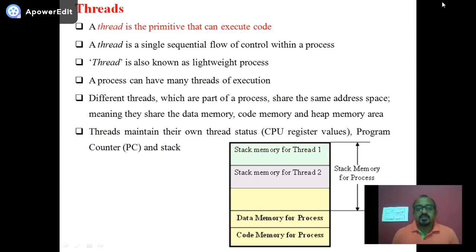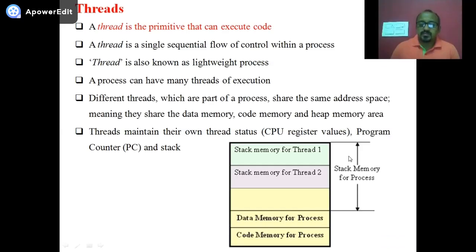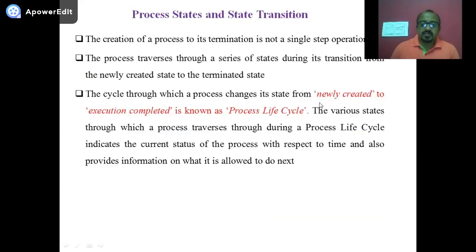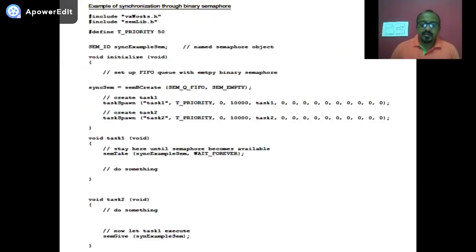A thread is nothing but a small chunk of the code. The thread is a primitive that can execute code. A thread is also known as a lightweight process. So this process or task that we just tried to explain, we have to refer to this code.